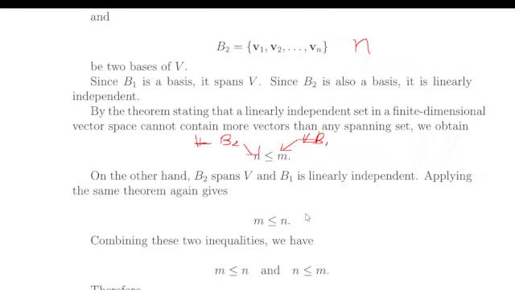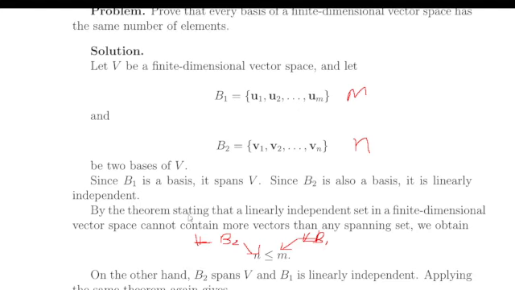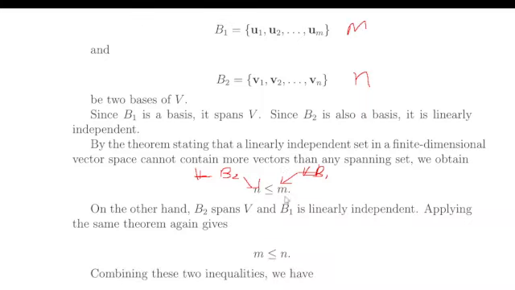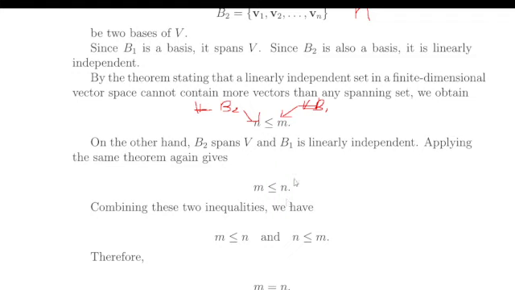Now we're going to flip this. Now we're going to say B2 is a basis and it spans V, and B1 is a basis that is linearly independent. So applying the theorem once again, a linearly independent set in a finite dimensional vector space cannot contain more vectors than any spanning set. So now m is the number of vectors in B1, and n is the number of vectors in B2. So we're just switching those two.